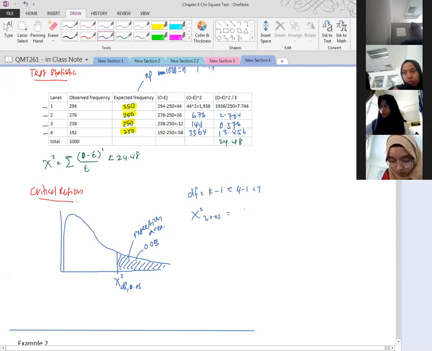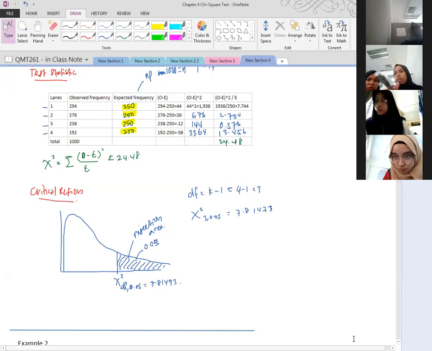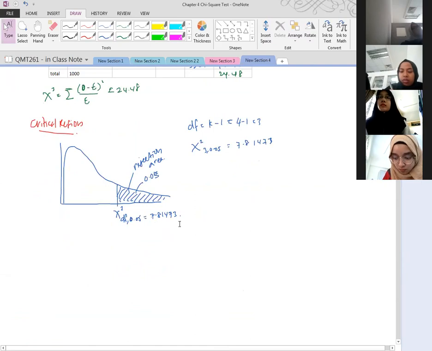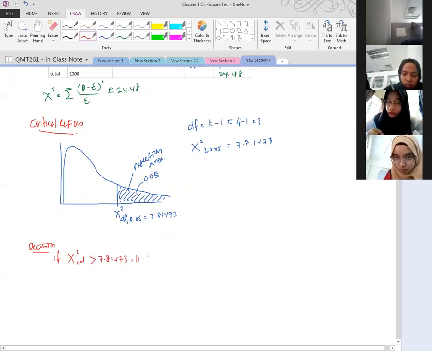So this one should be equal to 7.81473, right? So the next step is we need to make a decision. Our decision is: if chi-squared calculated is more than 7.81473, then the null hypothesis is rejected, right?